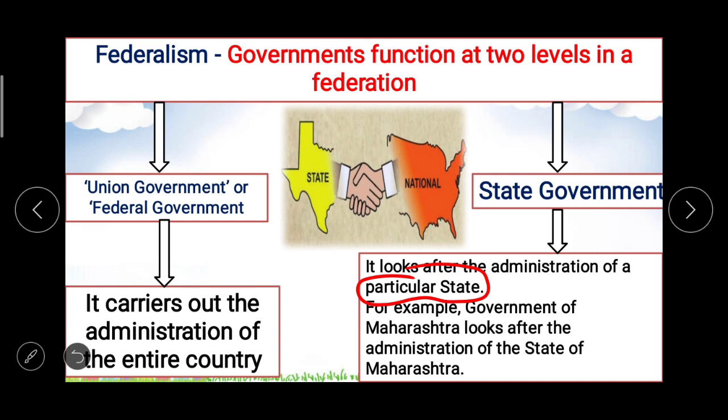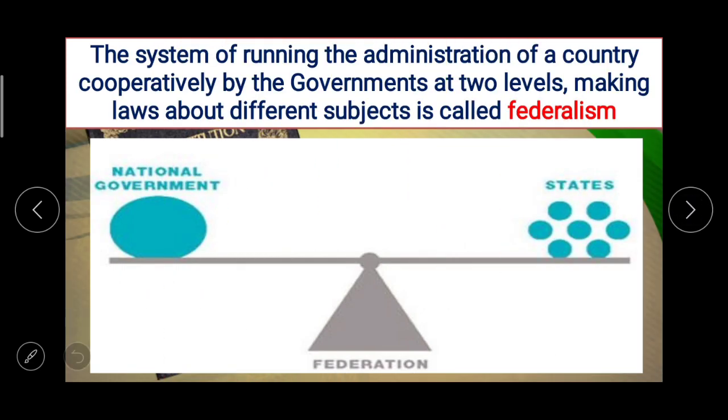Now, if we talk about our country, there are 29 states, and so we have that many state governments. Also we have union territories. So, the state government looks after the administration of a particular state. For example, the government of Maharashtra looks after the administration of the state of Maharashtra. The system of running the administration of a country cooperatively by the governments at two levels, making laws about different subjects, is called federalism. So, the simple thing to understand about federalism is that it works at two levels, national level and state level.